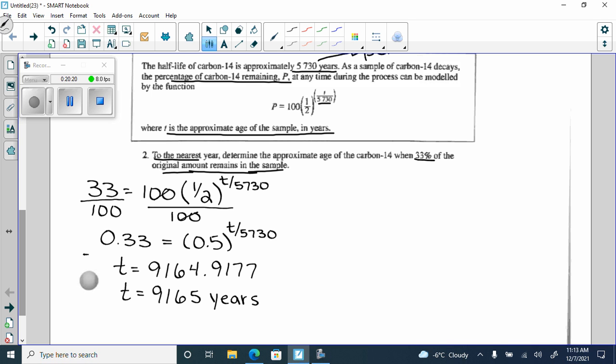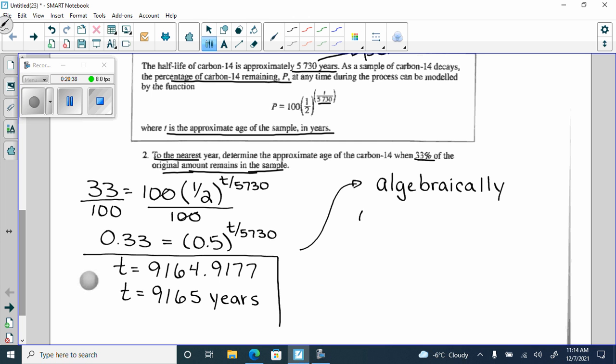Okay, so this was Y1, Y2, correct? That's how I did that one. But if this is a written response, we're going to have to solve it algebraically. Okay? So we're going to go over here and do it algebraically. And so we have 0.33 equals 0.5 to the t over 5730. What do I have to do when I need that t or that exponent to come down? Every single time I have to do what? Convert it to a log.